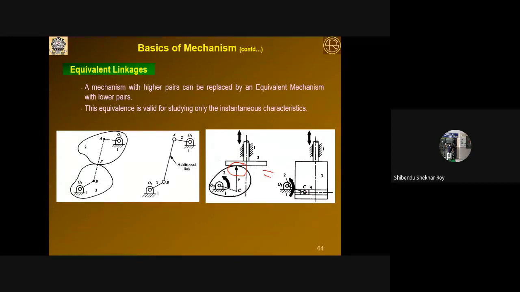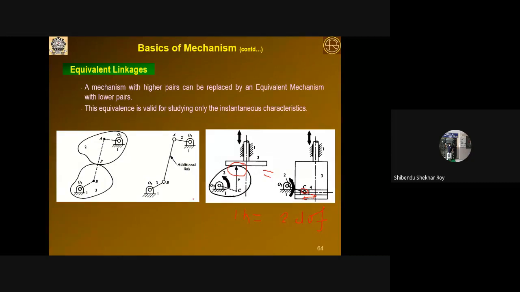What are the two lower pairs? One is this rotation, another is this translation. That means one higher pair has an equivalent of two kinematic pairs, and each kinematic pair has 1 degree of freedom. That means one higher pair equals 2 degrees of freedom. In this equivalent system, one higher pair equals two lower pairs of 1 degree of freedom each, 1 plus 1, 2 degrees of freedom.